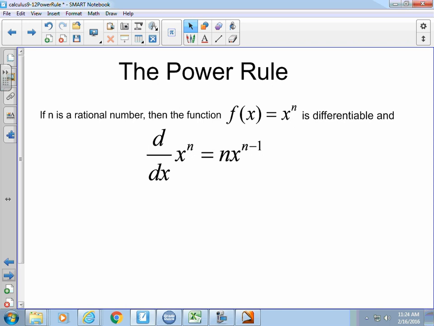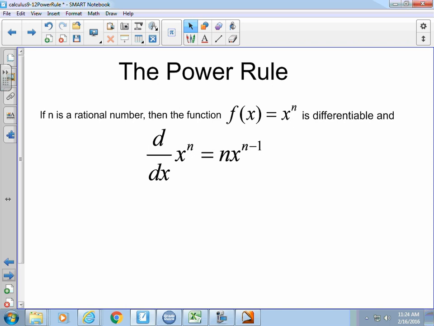So power rule, if you have any rational power, we can use the power rule. X to the n is differentiable, and the derivative is nx to the n minus 1. So we just took problems that took us a whole page, problems that I could only assign you 3 a night, and made it into a 7th grade level problem.